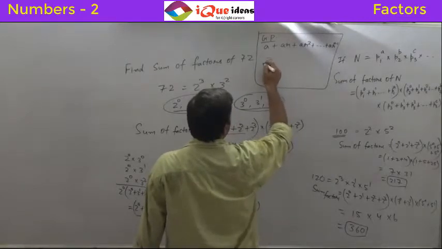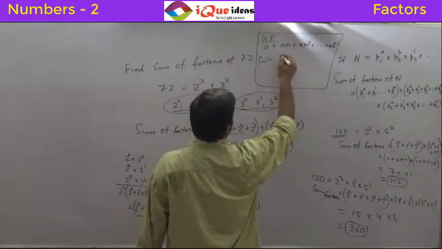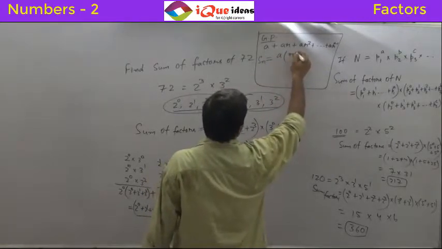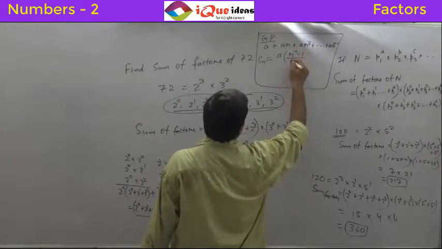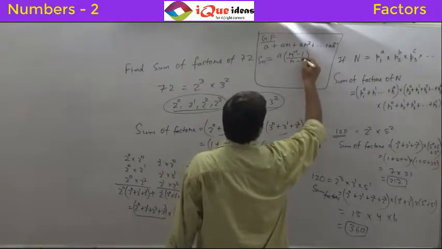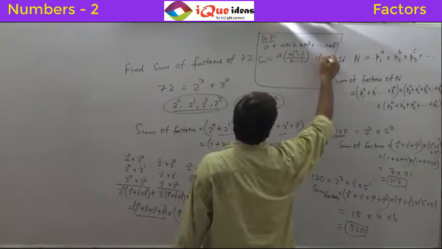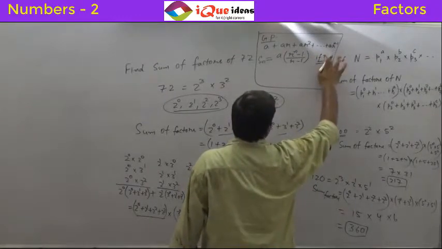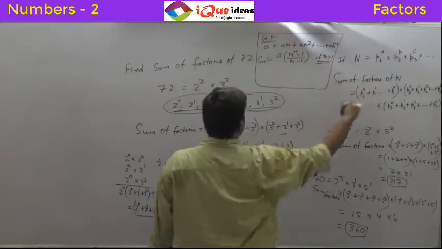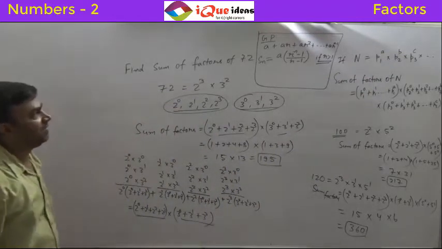How? The sum of n terms is equal to a into r to the power n minus 1 upon r minus 1. This is the formula if r is greater than 1. In our cases, r will always be greater than 1 because we will be taking prime factors.